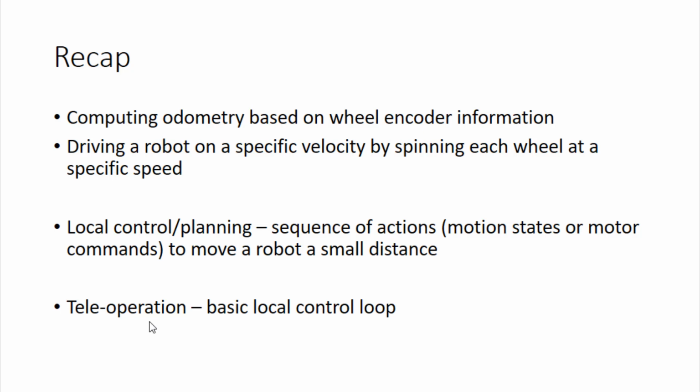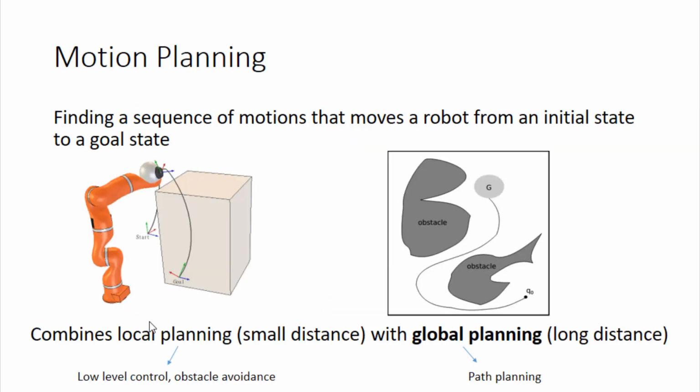And in class, what we did was teleoperation. So you said, okay, if I press a button, the robot will drive 1 meter forward. If I press another button, it will turn 90 degrees. Essentially, that was a basic local control loop. Local control for real-world robot applications gets very involved, but essentially what you were doing last week in class was a very basic local control loop.